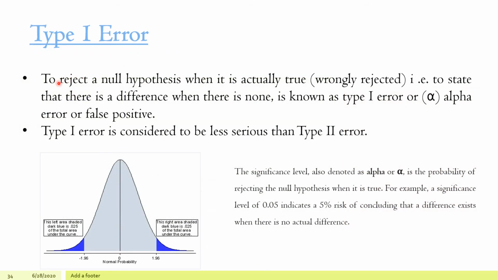Type 1 error is to reject a null hypothesis when it is actually true, that is, to state that there is a difference when there is none. It is known as type 1 error or alpha error. Type 1 error is considered to be less serious than type 2 error. The significance level, also denoted as alpha, is the probability of rejecting the null hypothesis when it is true. For example, a significance level of 0.05 indicates a 5% risk of concluding that a difference exists when there is no actual difference.